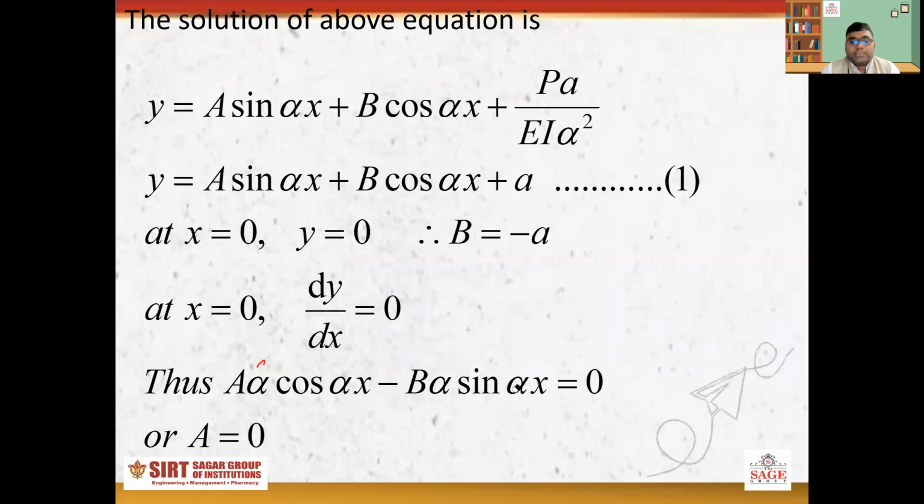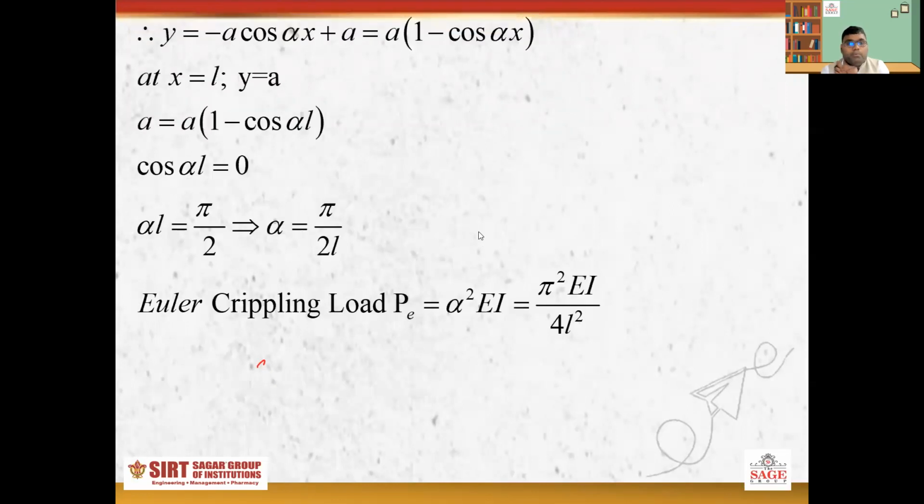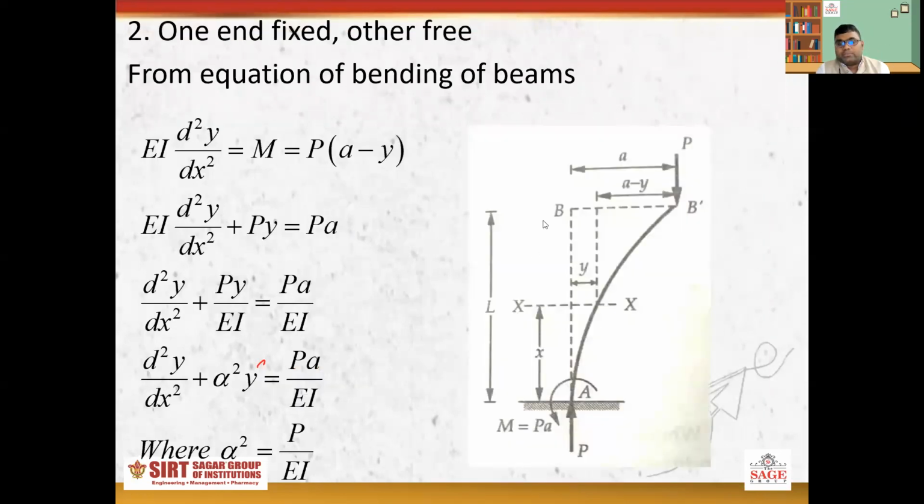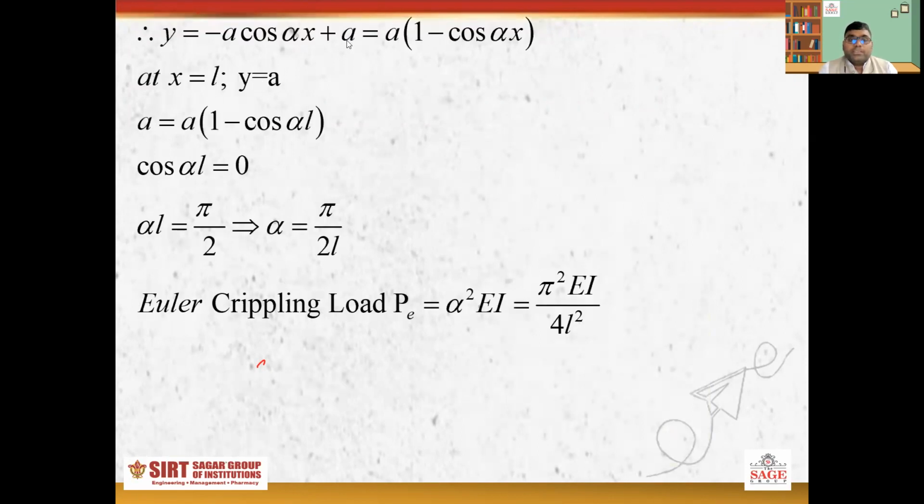So let's put both values of A and B in equation number 1. We have y is equal to A minus A cos alpha x plus A. So we can take A as common: 1 minus cos alpha x. Now put the value x is equal to L. I already told you that at x is equal to L, y is equal to a. So just put this in the equation, with y as a and x as L. So it becomes cos alpha L equal to 0. Now we know that cos is 0 at pi by 2, so we can write alpha is equal to pi upon 2L.